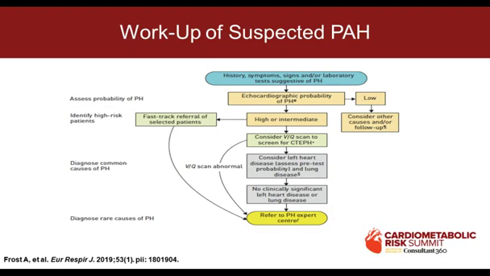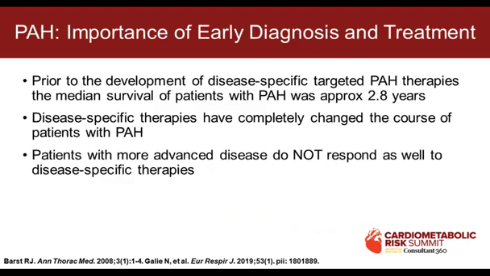If it looks like they don't have chronic pulmonary emboli, they don't have left-sided heart failure, they don't have lung disease, what are you left with? Pulmonary arterial hypertension, a type 1, PAH. And those patients, you can start the workup, but if you suspect a patient has PAH, they need a referral to a PAH center. And here's why. Early diagnosis and treatment is critical in this disease.